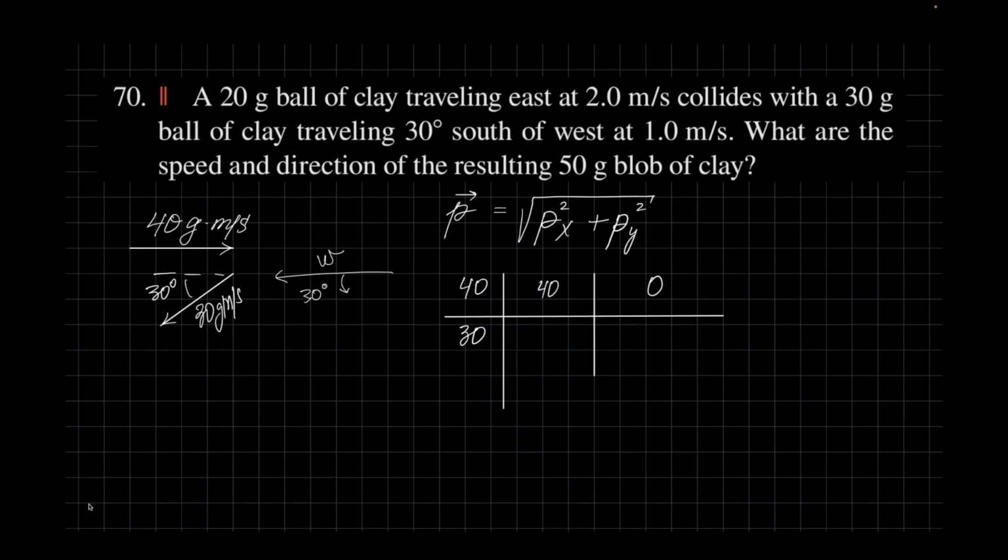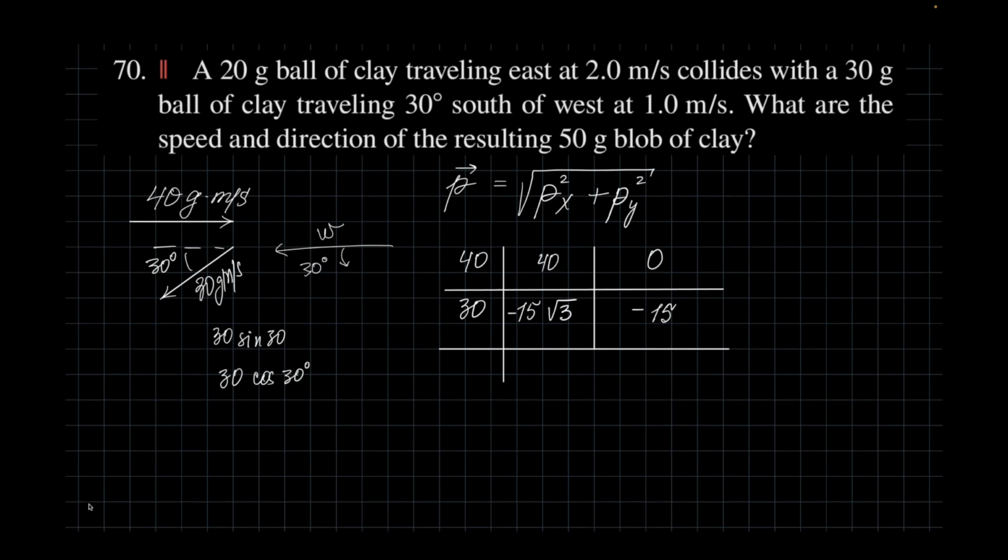For y, it's going to be 30 sine of 30, and for x, it's going to be 30 cosine of 30. Both of them are negative. So for y, I'm going to have negative 15 because it's half of the hypotenuse. And then for x, it's going to be negative 15 roots of 3, also negative because it is going west. So west and south, I'm going to get that together.